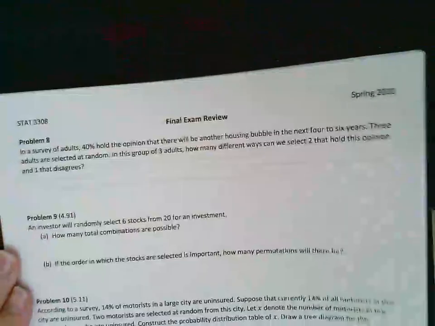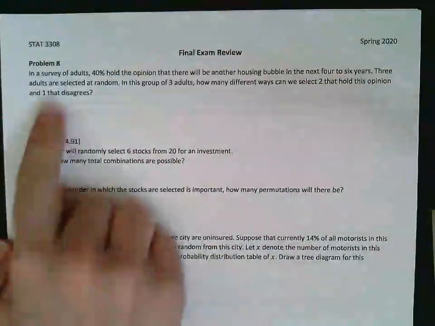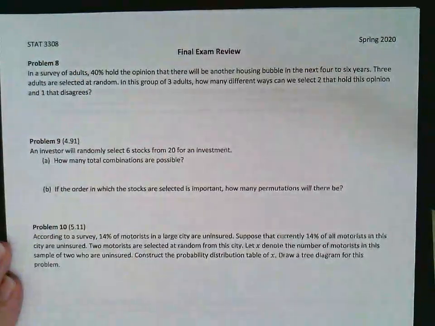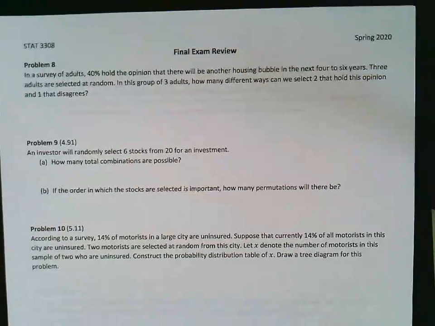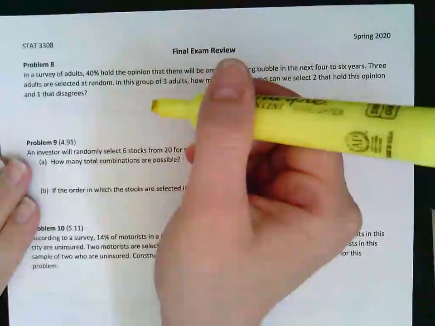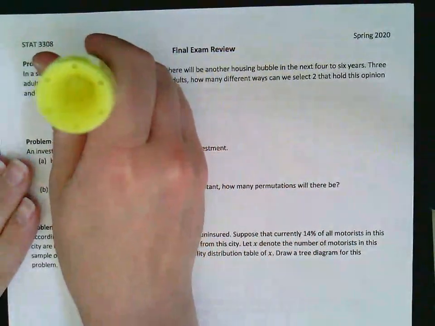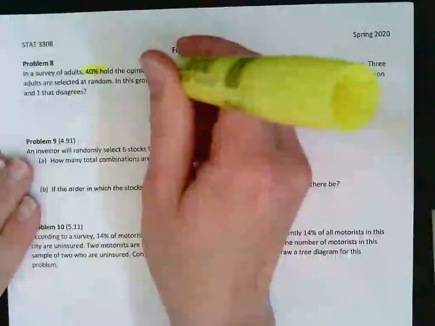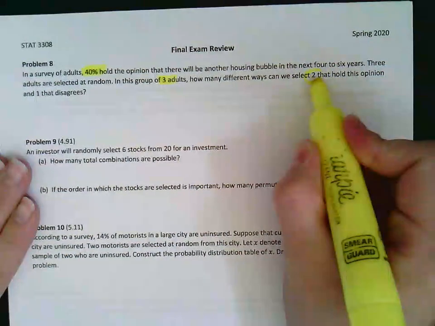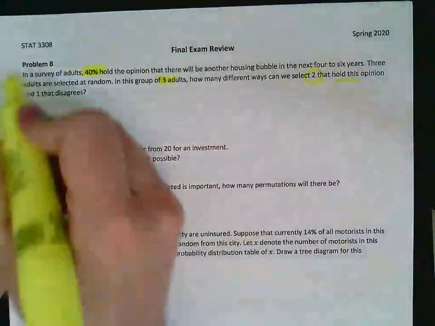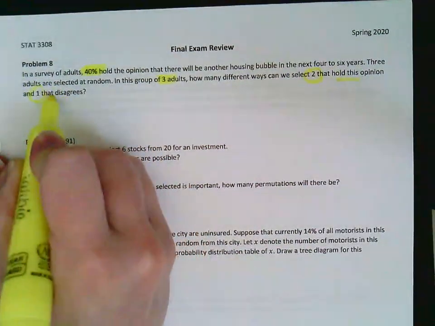All right, let's continue looking at chapter 4 questions here. So this is just a continuation. It's not a problem from the book. I just added it in here of that 40% housing bubble question. Okay, so let's think about this because it didn't ask it earlier. 40% hold this opinion and you have a group of random adults. How many different ways can we select 2 that hold this opinion and 1 that disagrees?